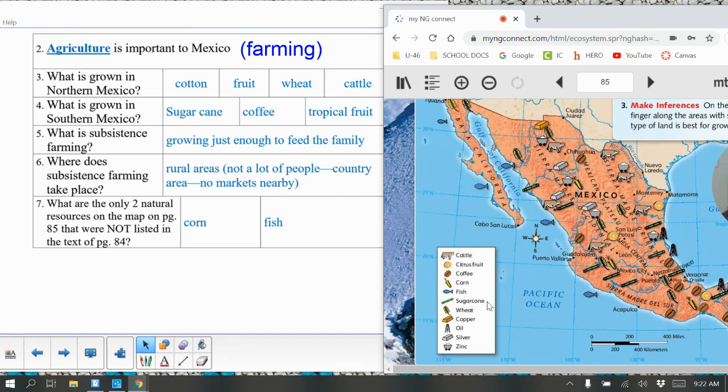We have sugarcane is listed up here. We have wheat that's listed up here. And then copper, oil, silver, and zinc are also listed on our previous page. Those are our, how was that written? Non-renewable natural resources. Okay, so those are our non-renewable natural resources that we did also list out. So corn and fish were the only things that we didn't list from this on page 85.